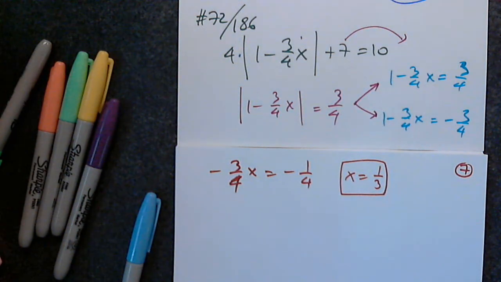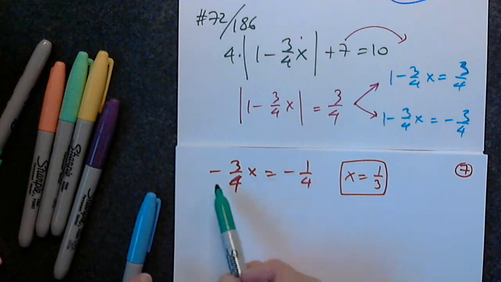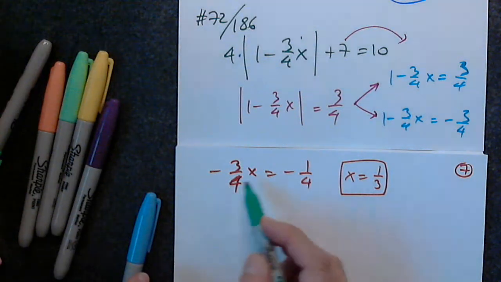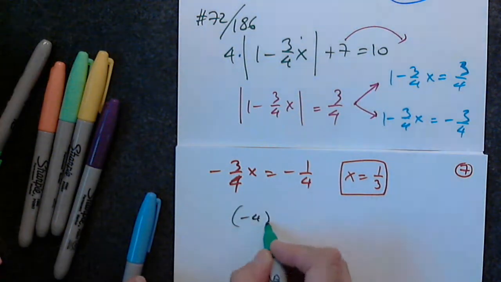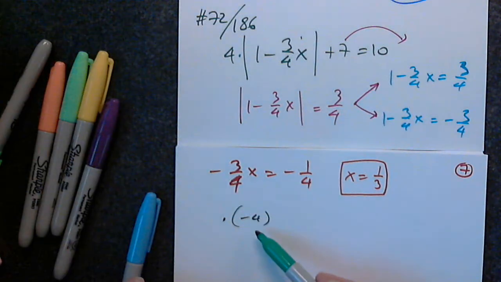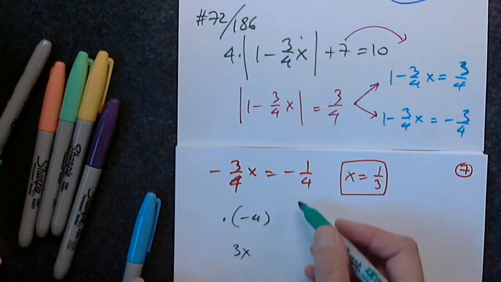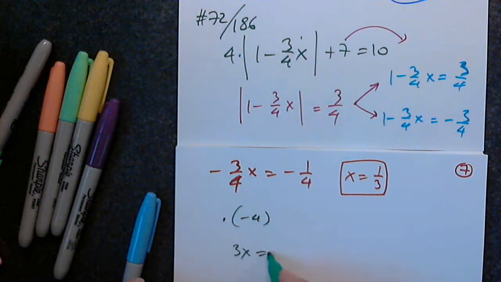Oh, okay. I see what you're saying. Say it again. I'm still confused. So first of all, it's a negative of both sides. So you multiply both sides by negative 4. Negative 3/4 times negative 4 is 3x. Negative 1/4 times negative 4 is 1. And you divide both sides by 3 to get 1/3. Oh.